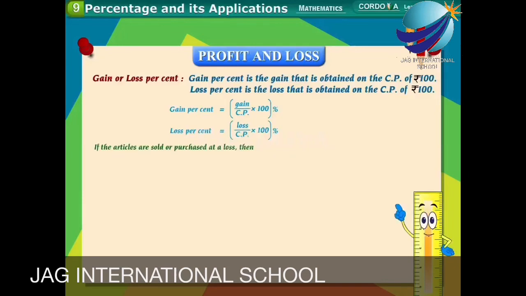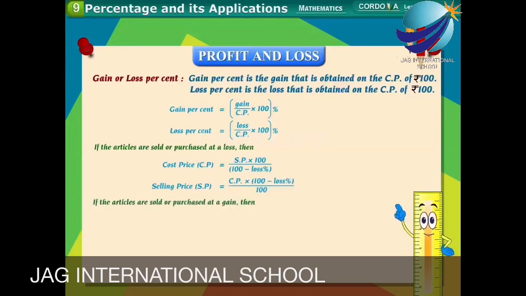If the articles are sold or purchased at a loss, then cost price CP is equal to SP into 100 upon 100 minus loss percent. Selling price SP is equal to CP into 100 minus loss percent upon 100.